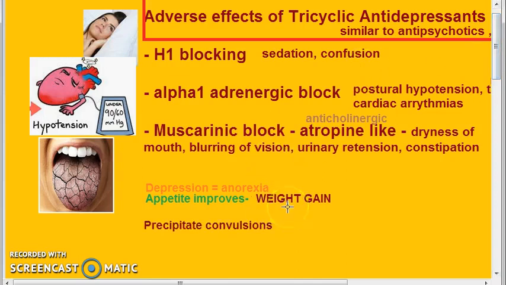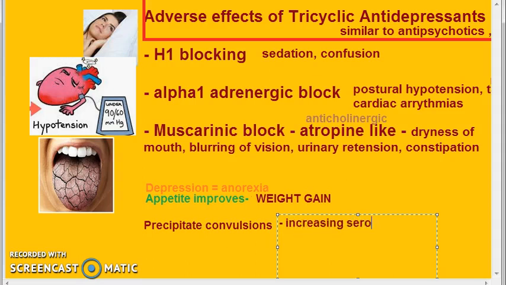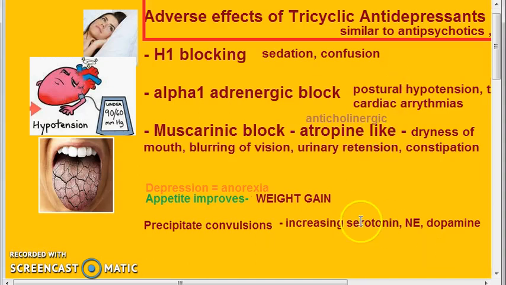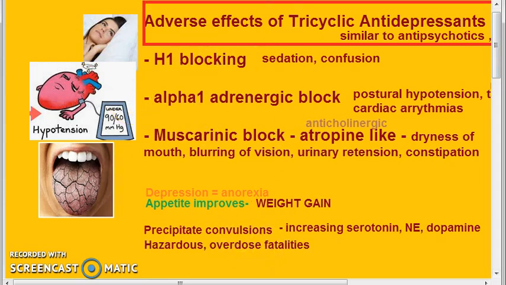Next point here, it can precipitate convulsions. Why do convulsions increase? Because it is increasing serotonin and norepinephrine and dopamine. It's increasing the levels of these, right? So the firing of the neurons will become more. That's why in anti-epileptics they give GABA analogs, so that the inhibitory action becomes more. Coming to the other side effects, this drug tricyclic antidepressant itself is very hazardous, and it can cause fatality if you give an overdose. Okay.